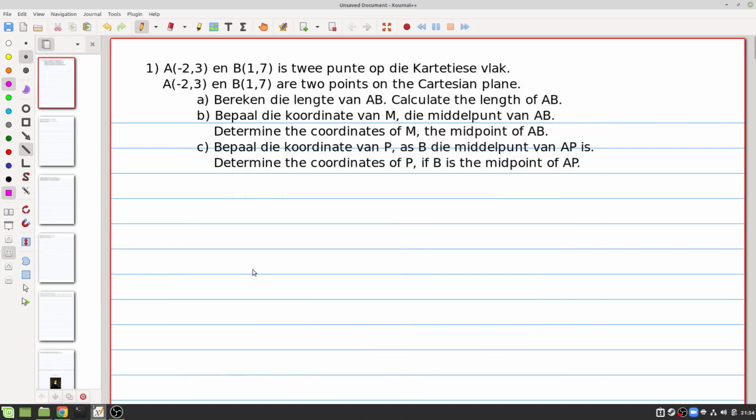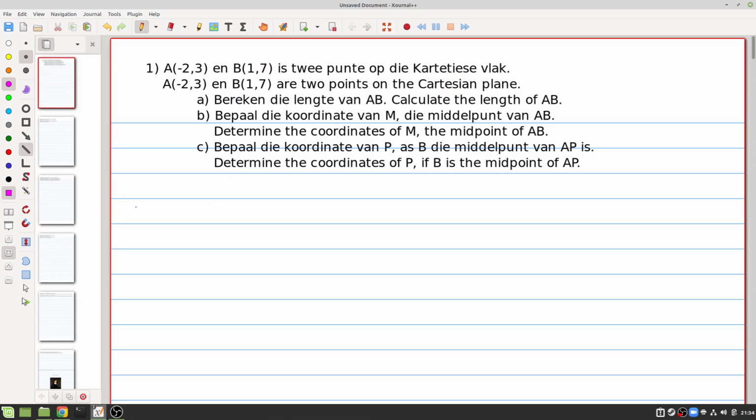Alright, kom ons werk gou deur die toets. Ons maak gou 'n memo vorm. So vraag 1, sê hulle vir ons A en B is 2 punte op die kartesiese vlak. Of for the English class, A and B are 2 points on the Cartesian plane. Bereken die lengte van AB. Okay, or the length of AB.